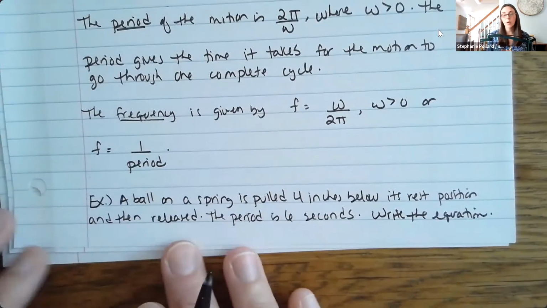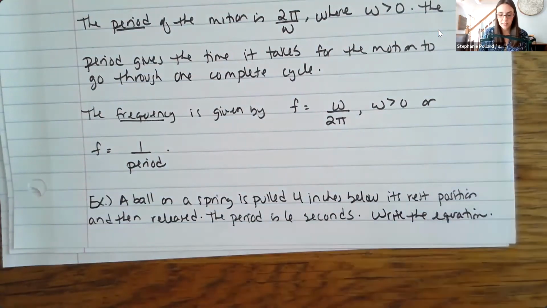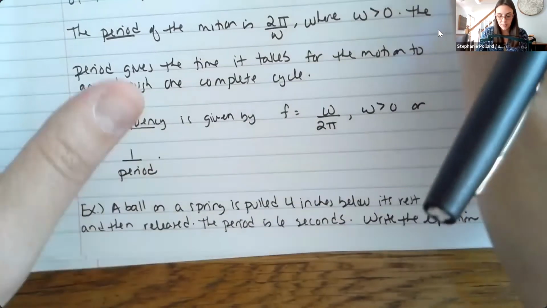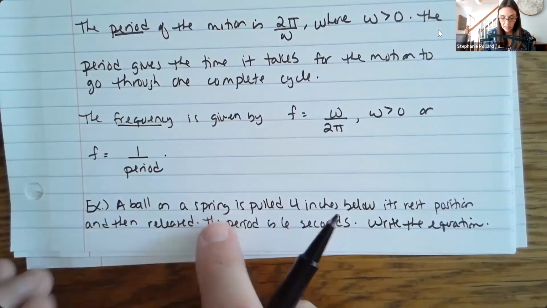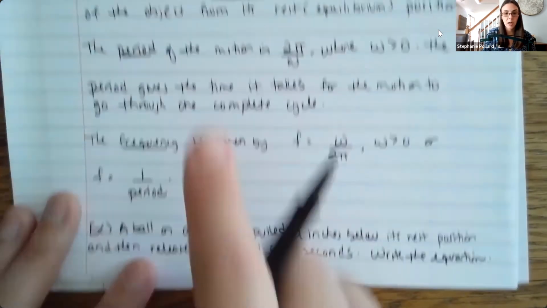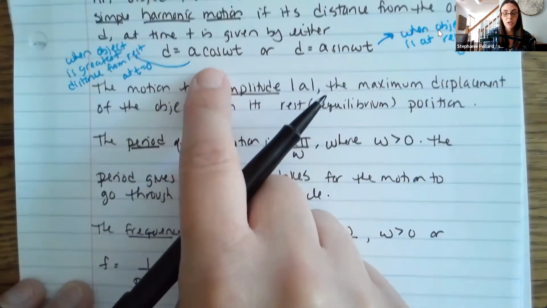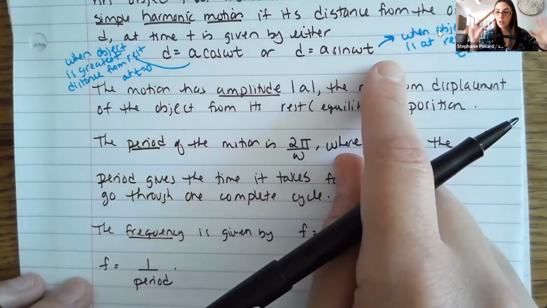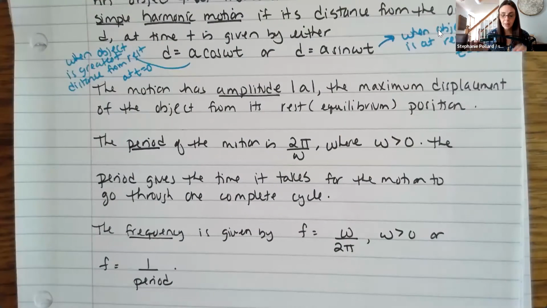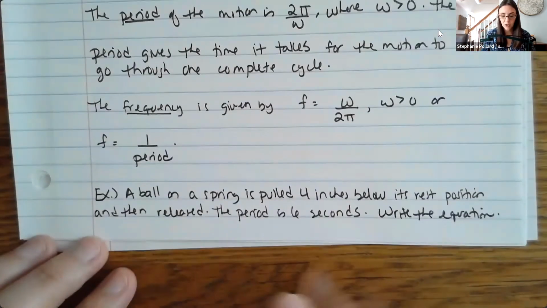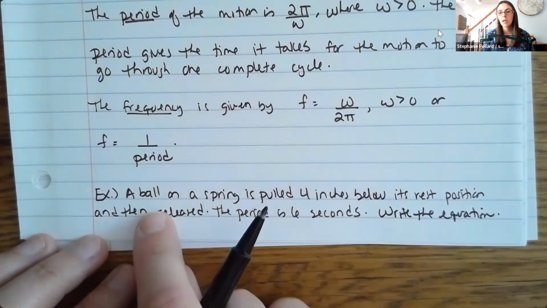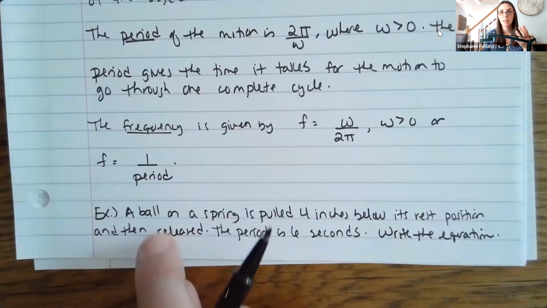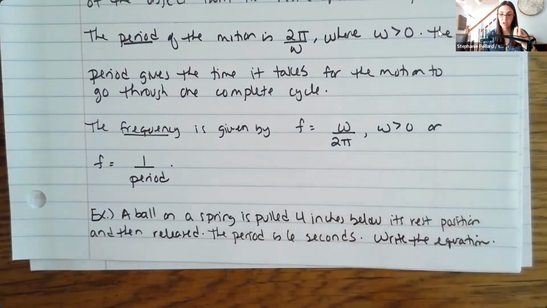All right, so I am going to go to the next page to do some work, but I just wanted to stay on this page just to talk through the starting point. So here we have a simple harmonic motion. And when we have a simple harmonic motion, you're going to start with either this cosine function or the sine function. Those are your only 2 options to start with. Now here we also know that the spring is pulled 4 inches below its rest position and then released. So it's starting at 4 inches below.